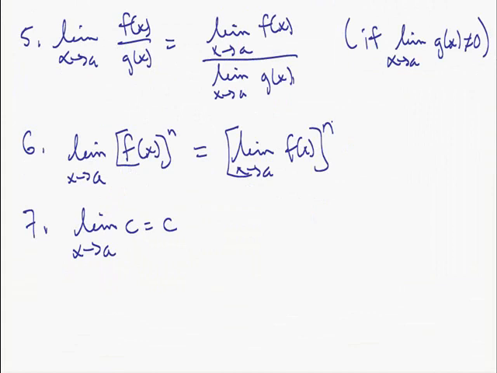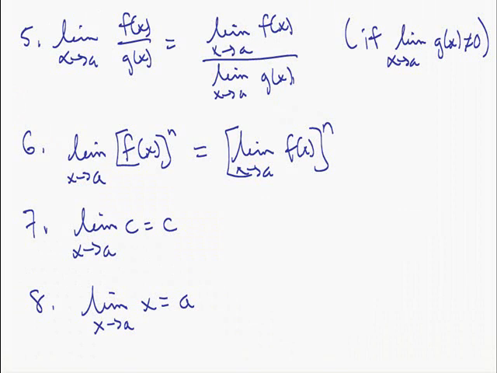The constant function is always that particular value, so it's always going to be c. No matter what you're approaching, no matter what a is, the limit of a constant function is always going to be that constant. And the limit of the linear function y equals x, well, it's just going to be a. The limit of x as x approaches a is just going to be a. That makes sense as well, I hope.